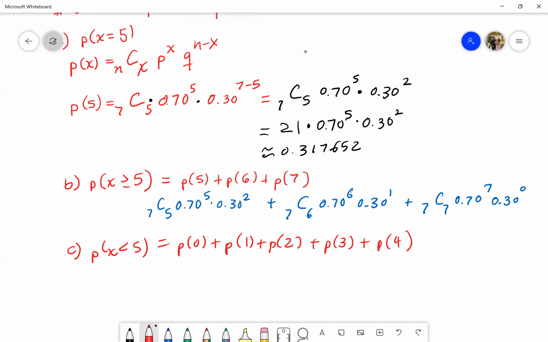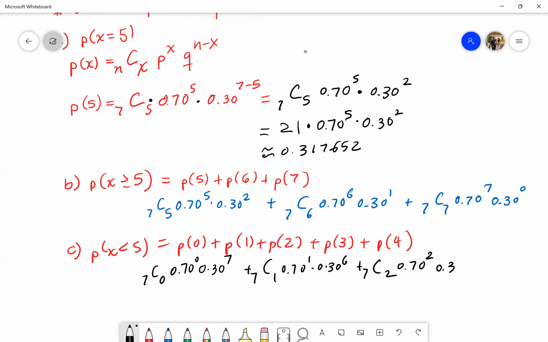By the way, this is something super important. Remember, you're going to do 7C0, 0.70 to the 0 times 0.30 to the 7, plus 7C1, 0.70 to the 1st times 0.30 to the 6, plus 7C2, 0.70 to the 2nd, 0.30 to the 5th, plus 7C3, 0.70 to the 3rd times 0.30 to the 4th, plus 7C4, 0.70 to the 4th, 0.30 to the 3rd. You have to do all those.